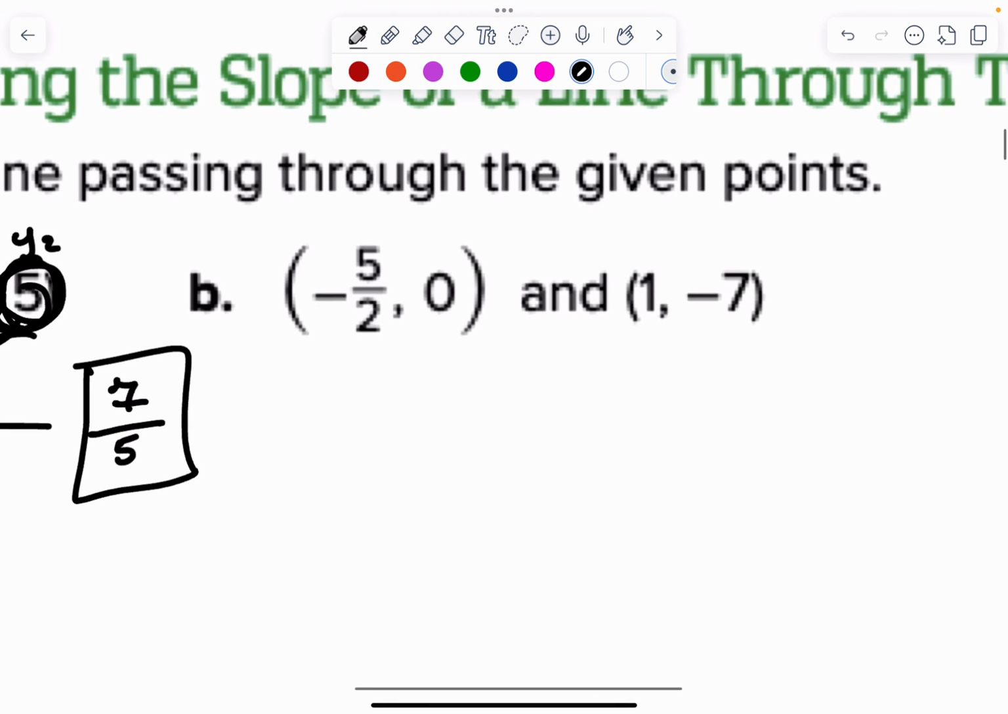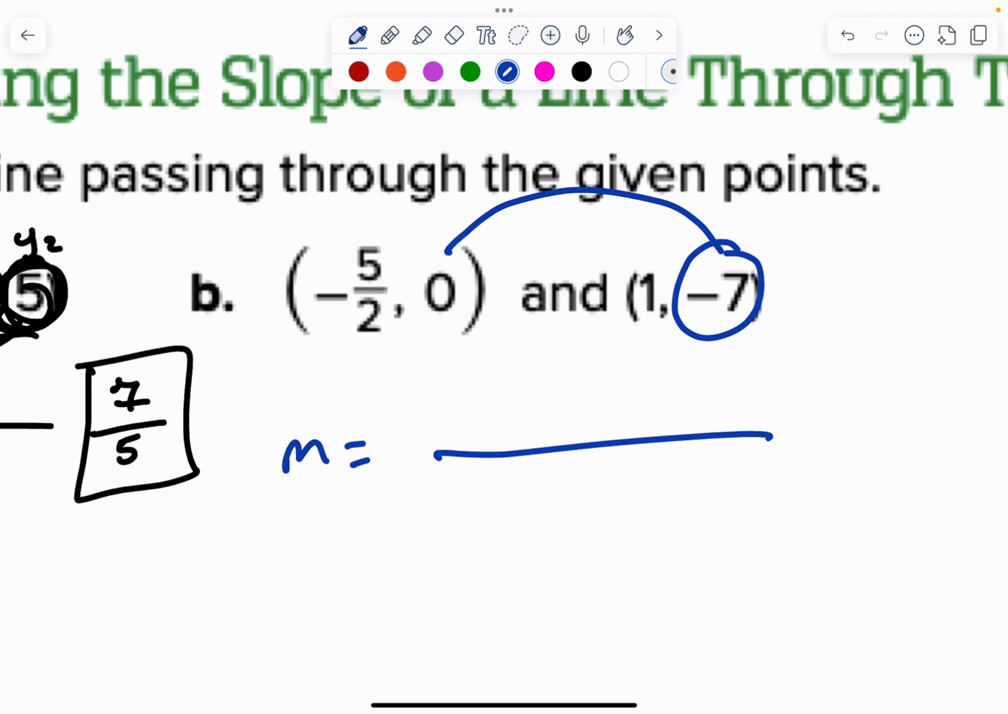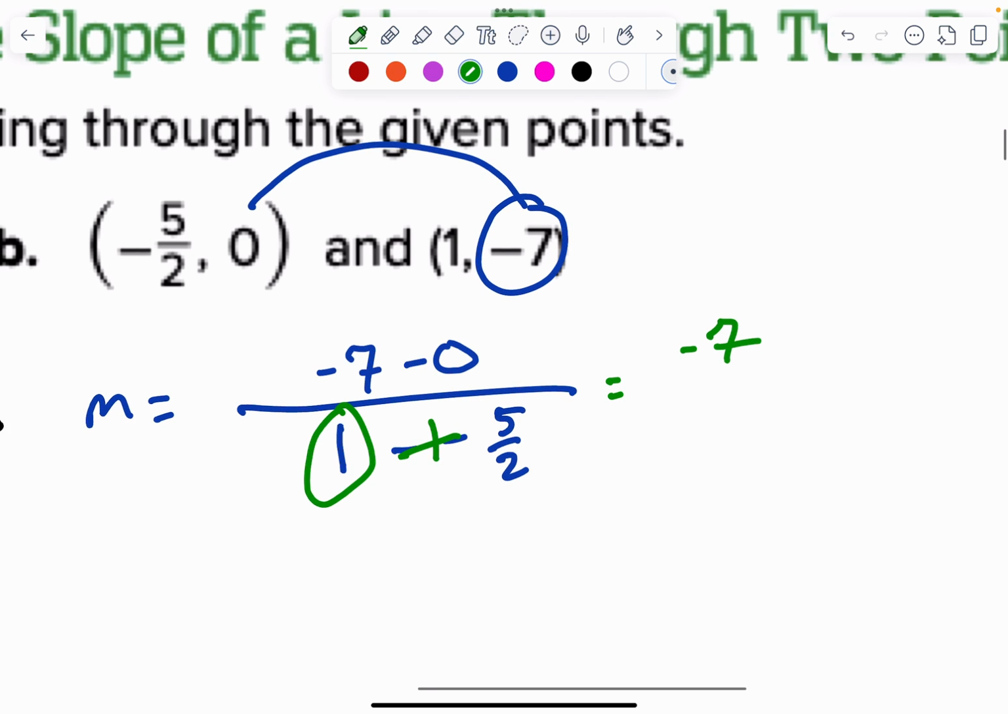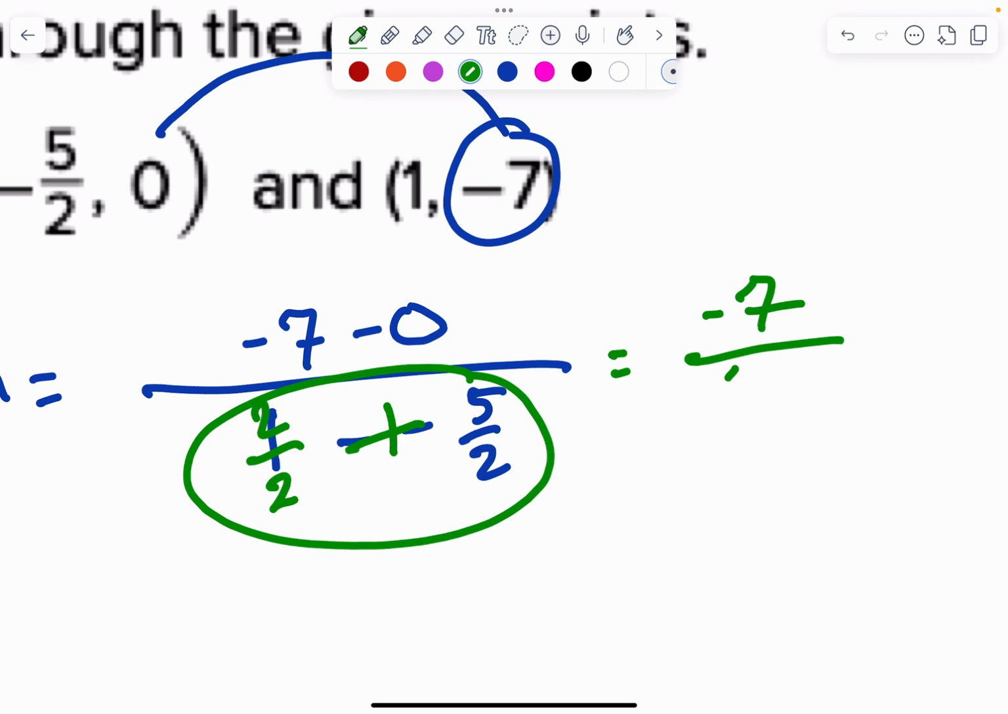All right, now this one's a little bit tougher because we have a decimal or a fraction here, but we're just going to write everything out. So y2 minus y1, negative 7 minus 0 over 1 minus a negative 5 over 2. Negative 7 minus 0 is going to be negative 7 on the top. The bottom is going to be plus, but I have a number plus a fraction. So if I want to combine like terms, I'm going to make this 2 over 2. 1 is the same thing as 2 over 2 with a common denominator. So 2 over 2 plus 5 over 2 is 7 over 2, 7 halves, okay?